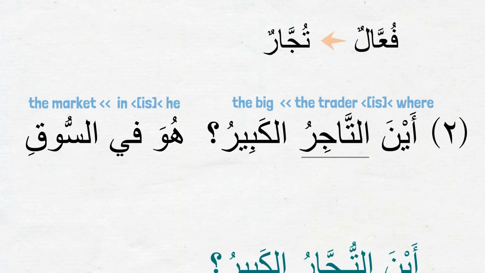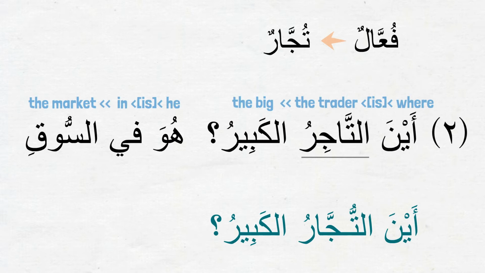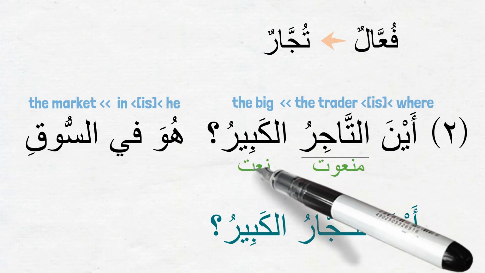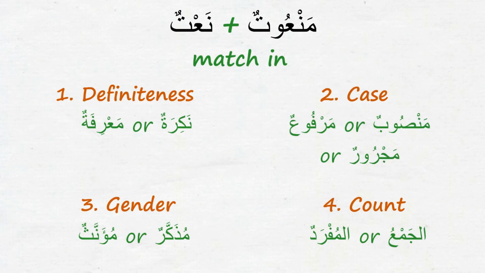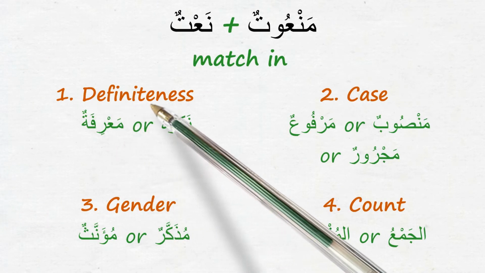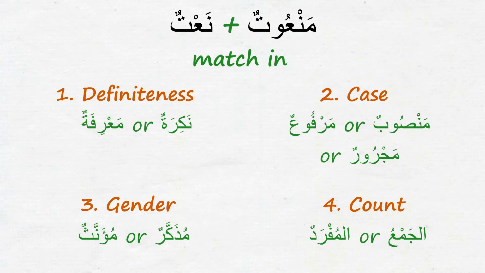We may be tempted to say أين التجار الكبير, but that would not be fully correct because here التاجر الكبير are connected to each other. الكبير is coming as a NAAT for التاجر. And as we talked about in Lesson 9 Part 1, NAAT and MANUWT match in 4 aspects. The first one is definiteness, like نكره or معرفه. Then in case, like MARFUU MANSUWB or MAJRUWR. Then they match in gender, مذكر or مؤنث. And the last one that we briefly mentioned without an example was the count, like ALMUFROD or ALJAMU.